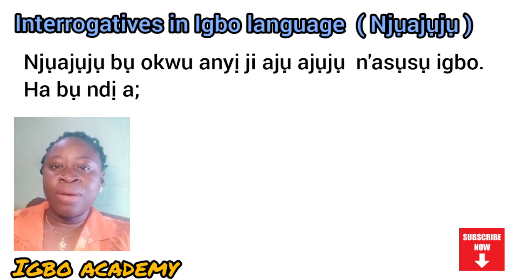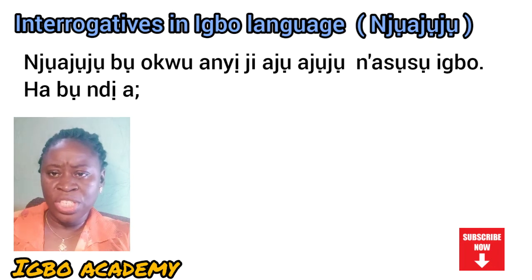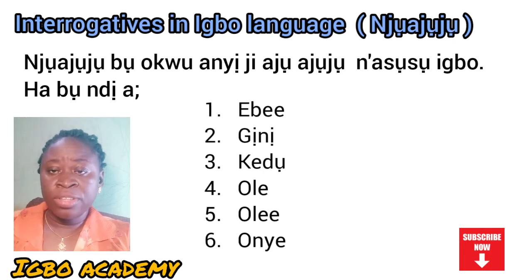Today we're going to talk about interrogatives in Igbo language. An interrogative in Igbo language is called Njụajụjụ. That is what we call interrogatives in Igbo language. Interrogatives, as we all know, are words that we use in asking questions in a language. So Igbo language is not different. Njụajụjụ bụ okwu anyị ji ajụ ndị mmadụ ajụjụ, anyị ji ajụ ajụjụ.